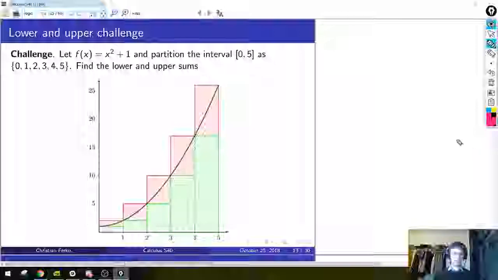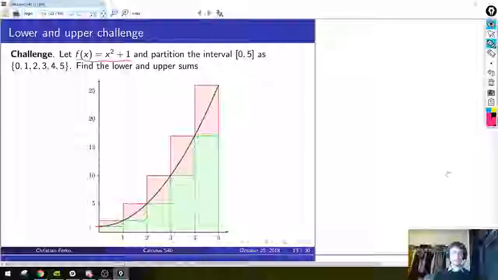Okay, so let's test this with a little challenge. So I've plotted the function. It's hard to tell what the intercept is because the scale on the y-axis is so big, but this is 1 down here. So this is the parabola x squared plus 1. So we've got some nice points. At 1, we have 1 squared plus 1 is 2, and at 2, we have 2 squared plus 1, which you can see is 5, and so on.